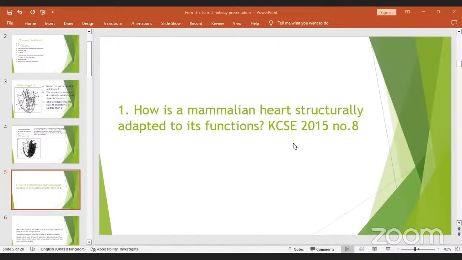You can still score independently for the coronary vein by saying that the heart has the coronary vein, which removes metabolic wastes. Still, you can say that the coronary vein is highly branched to collect and remove metabolic wastes from the heart muscles. That will still be very correct.